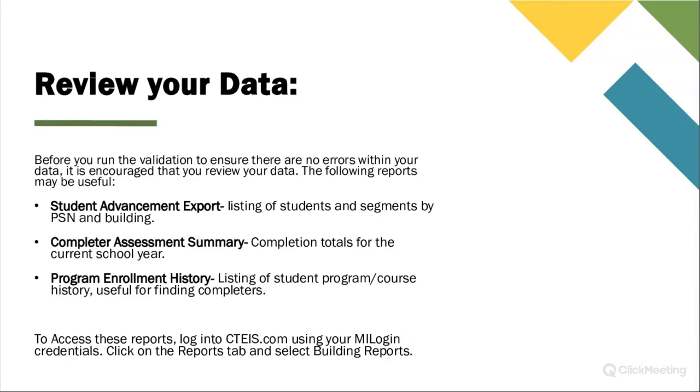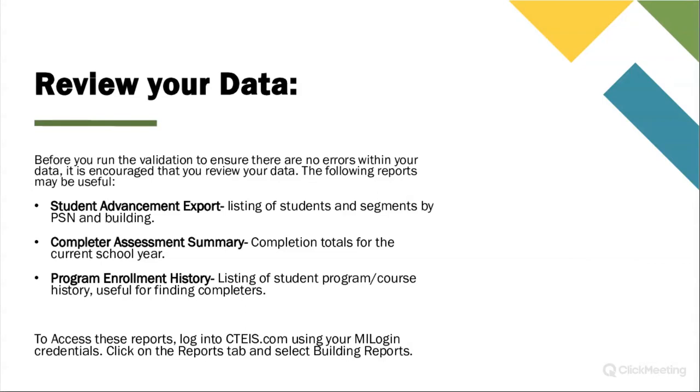So the student advancement export is a listing of students and segments and competencies by PSN and building. I'll show you where you can access that report. So you might find it useful to review that information to track completers. There's also the completer assessment summary that shows completion totals for the current school year. And then the last one is the program enrollment history report. That is a listing of student program and course history, and again, useful for finding completers.